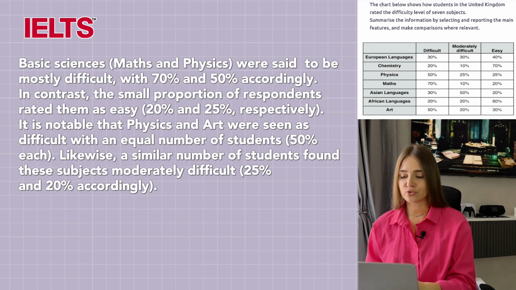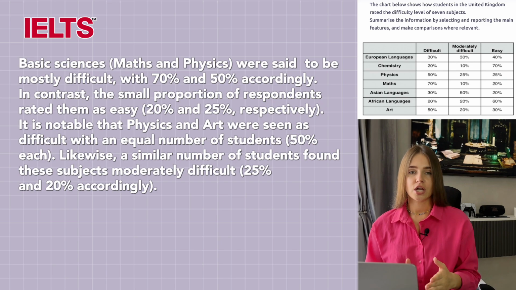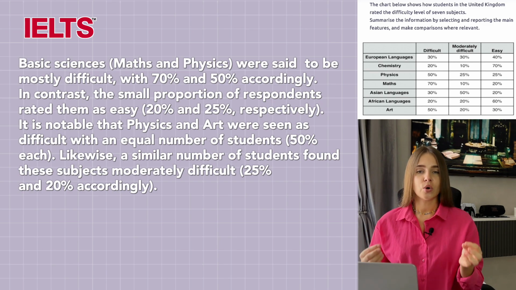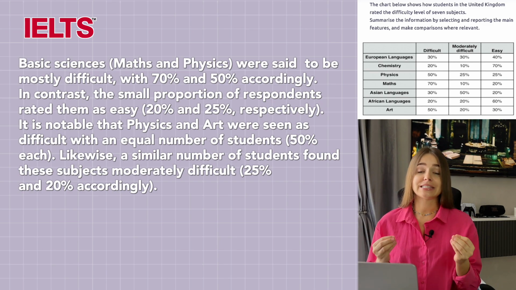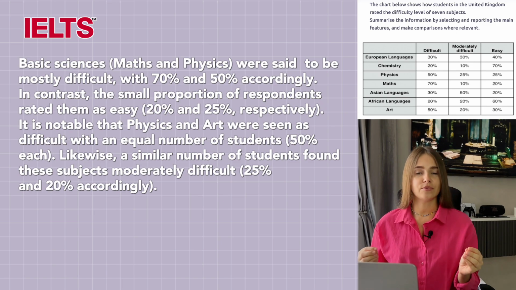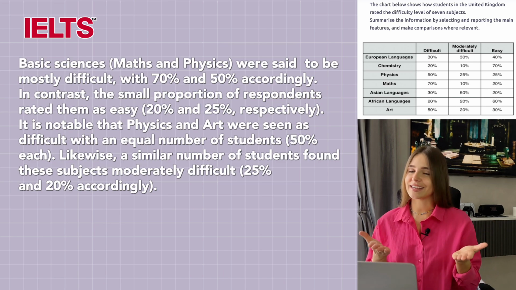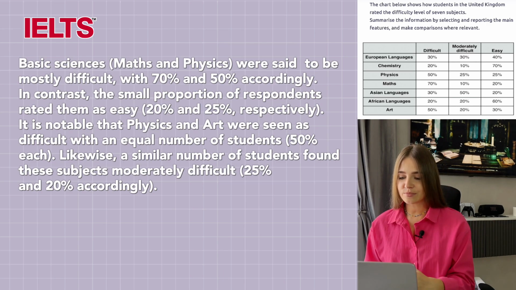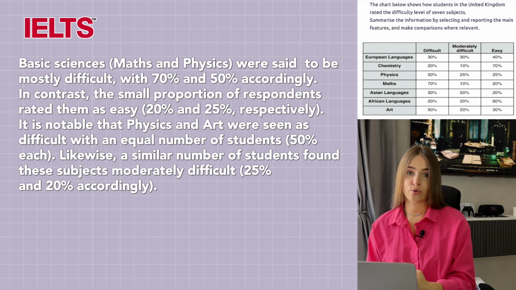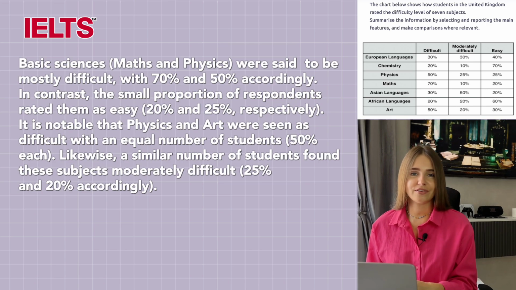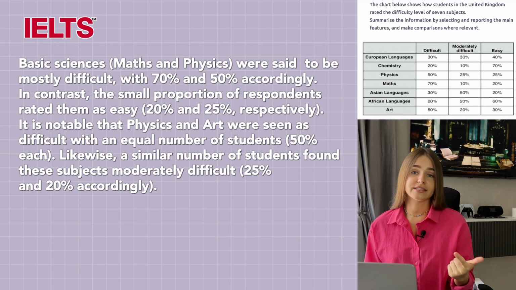Then I say it is notable that physics and art were seen as difficult with an equal number of students, 50% each. So it's a key feature. We always should state something similar or equal with the same numbers of figures. Likewise, again, it's comparison. I state similarities. A similar number of students found these subjects moderately difficult, 25% and 20% accordingly. So this is my first body paragraph where I compared math, physics, and art.